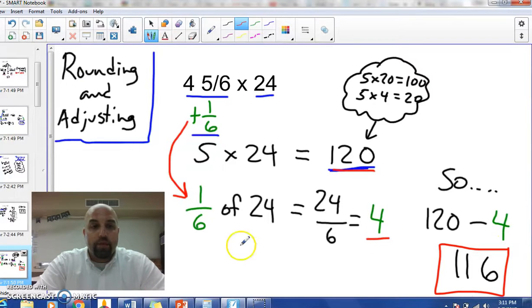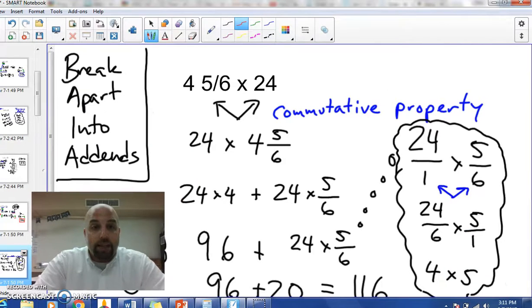That's one method for solving this problem, but it's not the only method. Let's take a look at another one. Let's break apart into add-ins again.